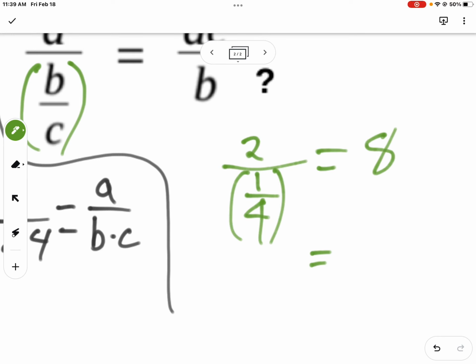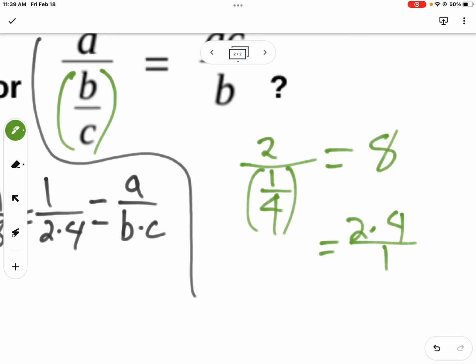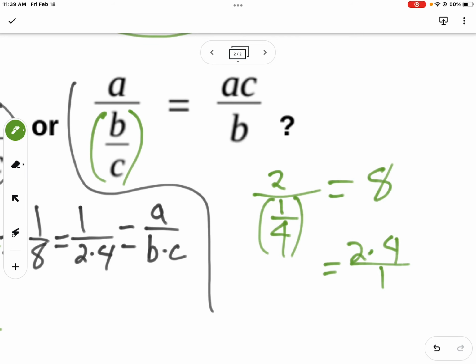Clearly I'm multiplying 4 and 2. So it's going to be 2 times 4, actually divided by that 1. Okay, divided by that 1. And if you look at this, there's your A, there's your C, and there's your B value. So it becomes AC over B.